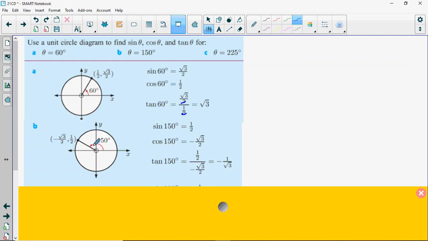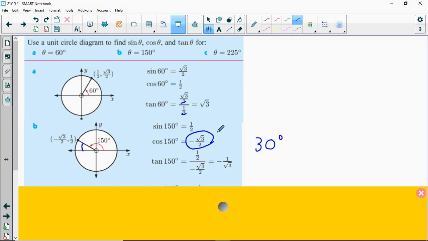150 degrees is in the second quadrant, and it is 30 degrees above the horizontal. So I'm thinking in my head about 30 degrees. I know that the sine of 30 degrees is 1/2. So this is going to also be 1/2 since we're in the second quadrant. Sine is positive. I know that the cosine of 30 degrees is square root of 3 over 2. Since we're in the second quadrant, my answer for cosine is going to be negative square root of 3 over 2.